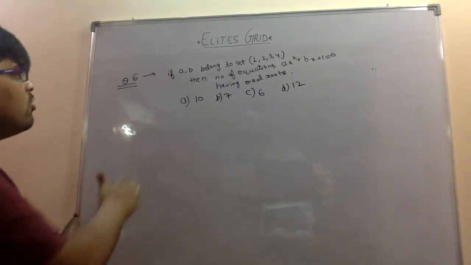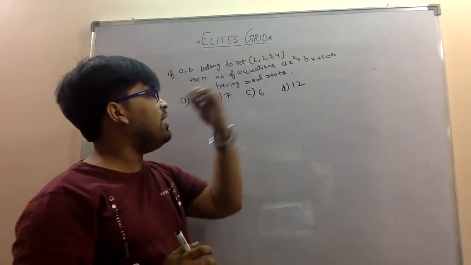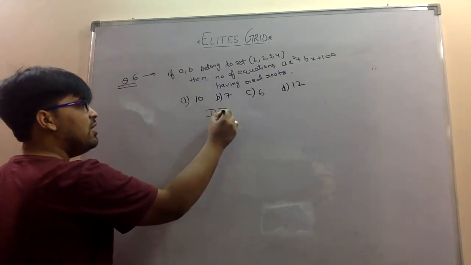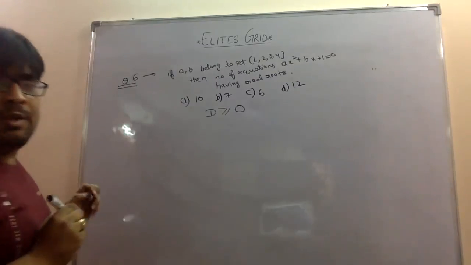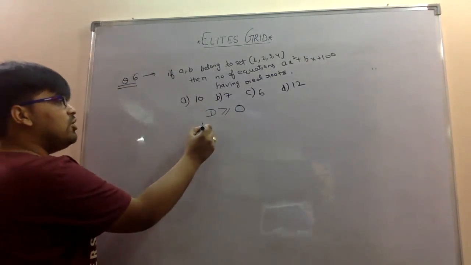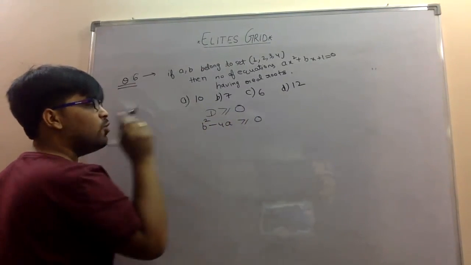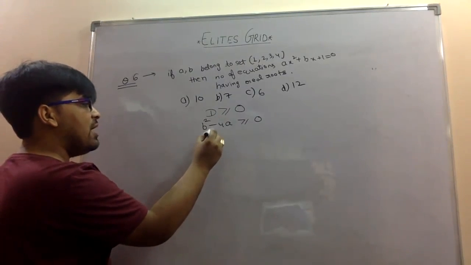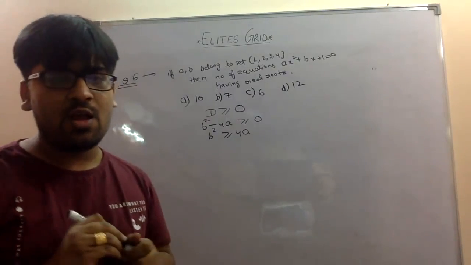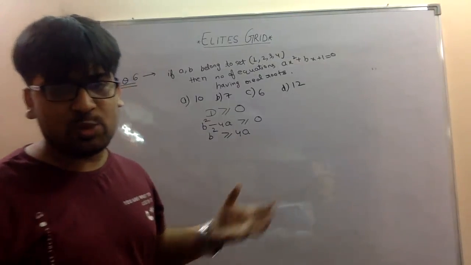Let us say A and B belong to this particular set. The number of equations ax square plus bx plus 1 having real roots. Real roots means D will be greater than or equal to 0. If D is greater than or equal to 0, then it will contain real roots. That means b square minus 4a should be greater than or equal to 0, that means b square should be greater than or equal to 4a. B और A के बीच में ये relation होना चाहिए, है ना.